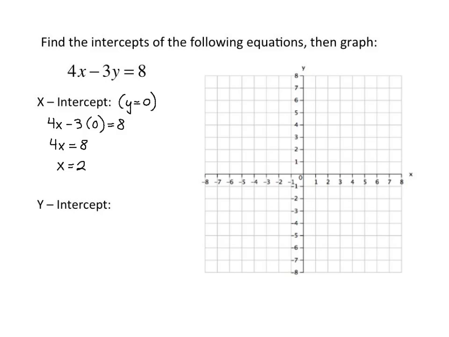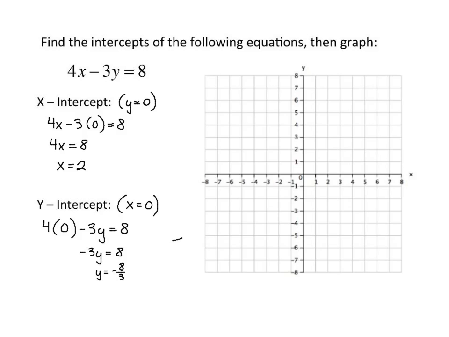Now the y-intercept occurs when x equals 0. So now I can plug in 4 times 0 minus 3y equals 8. Now 4 times 0 is nothing, and I don't need to do 0 minus 3y, so I can jump right to minus 3y equals 8. And if I now divide by negative 3, y is equal to negative 8 thirds.